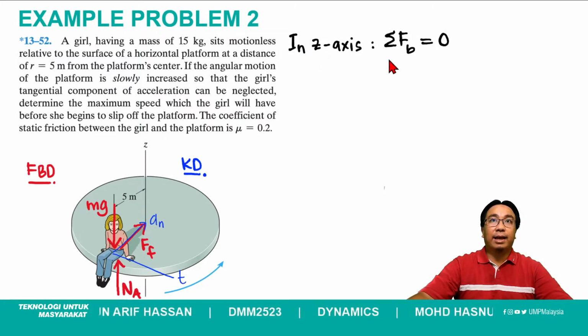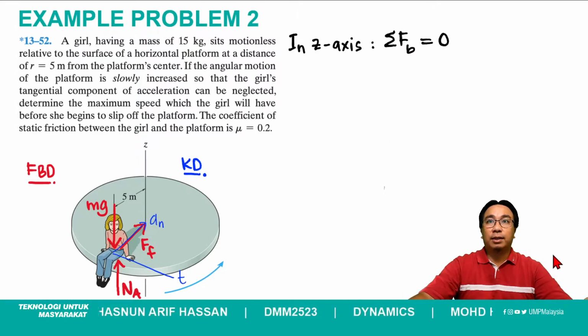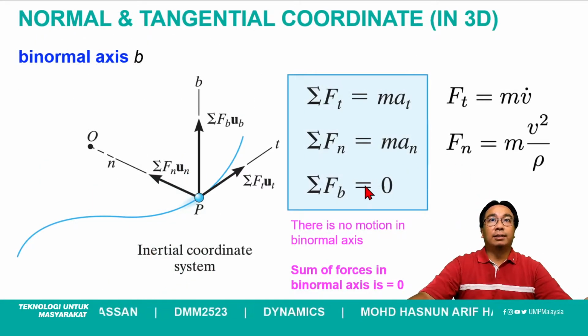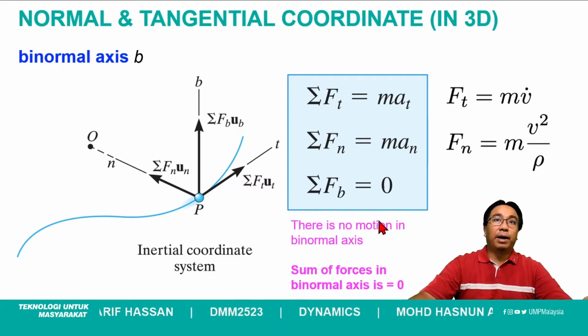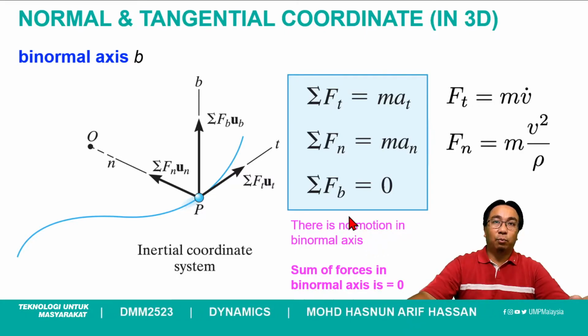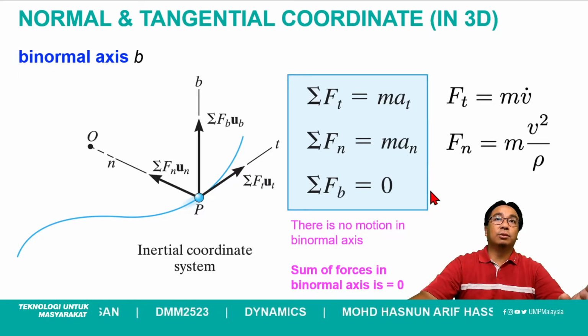Okay, in the Z-axis, we have shown before that the total force in the binormal axis, FB, is equal to 0. I showed this before in this slide. The total force in the binormal axis is 0 because there is no motion in the binormal axis. When there is no motion, AB will be equal to 0. Therefore, the right hand side of the equation equals 0.